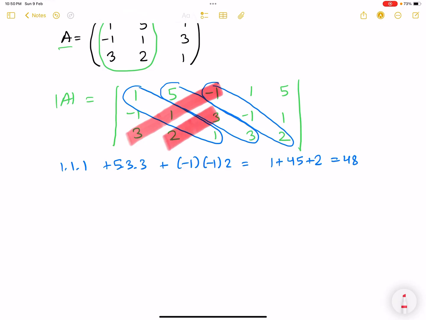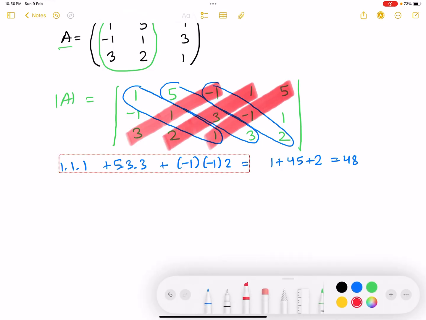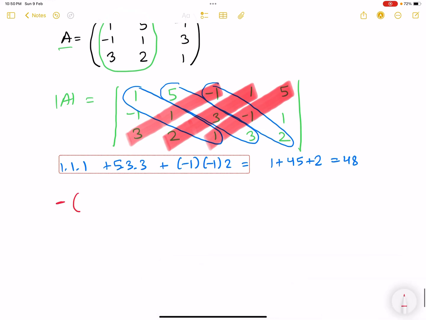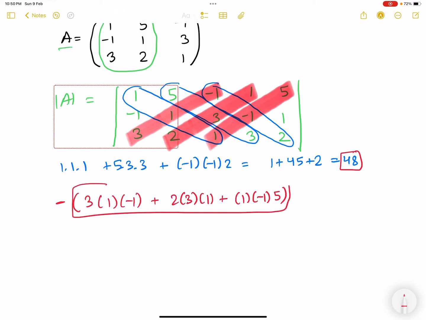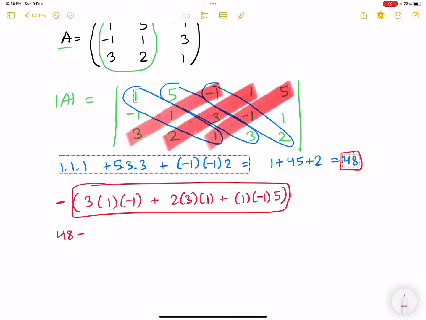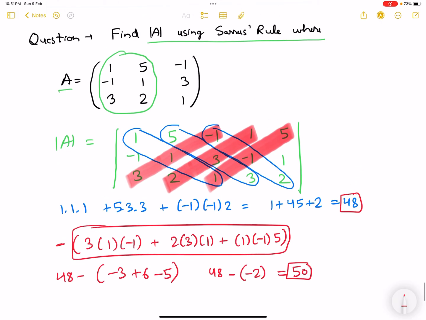this and this. So minus of 3 into 1 into minus 1 plus 2 into 3 into 1 plus 1 into minus 1 into 5. So 48 minus of this whole thing. So this is 48 minus of minus 3 plus 6 minus 5. So this becomes minus 2. So 48 minus of minus 2, this becomes 50. So if we'll check, the determinant of A is coming out to be 50.